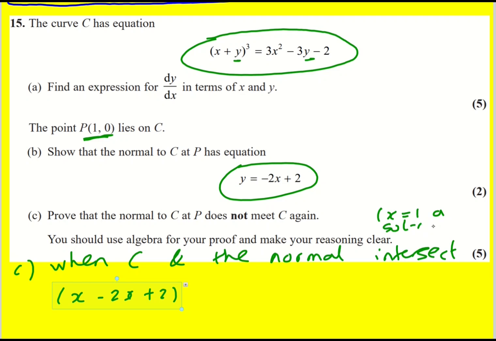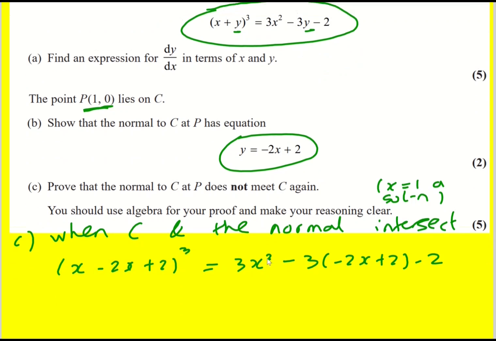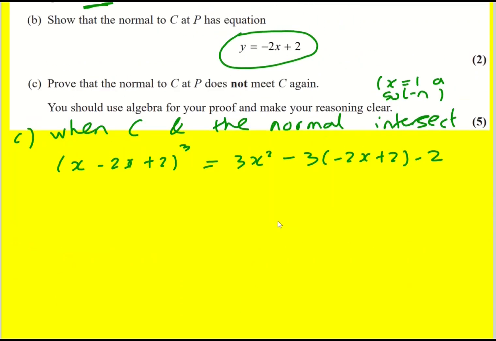Put that in brackets, we'll come back to that. That is going to be vital. x minus 2x plus 2 cubed is going to equal 3x squared minus 3 times minus 2x plus 2 minus 2. We've got an equation just in terms of x now. It's a cubic equation.